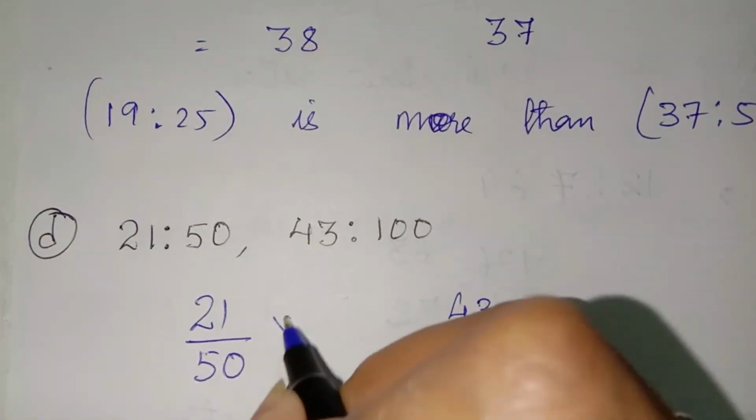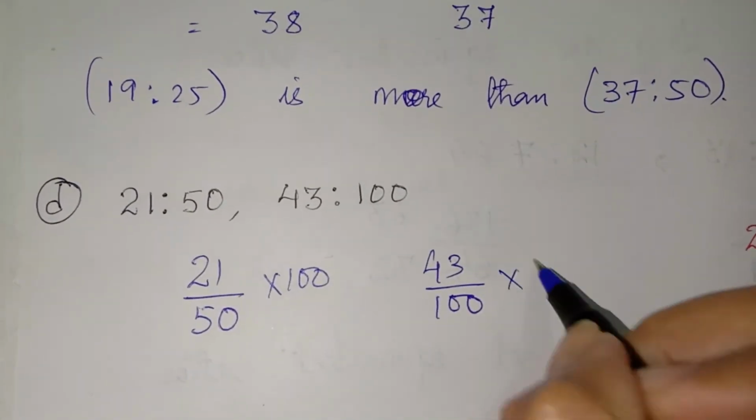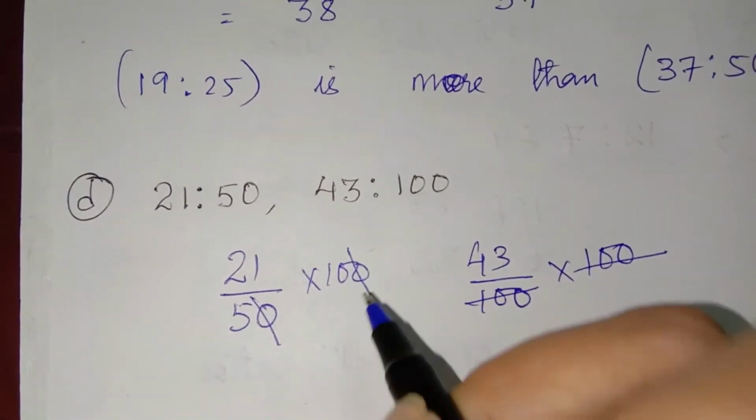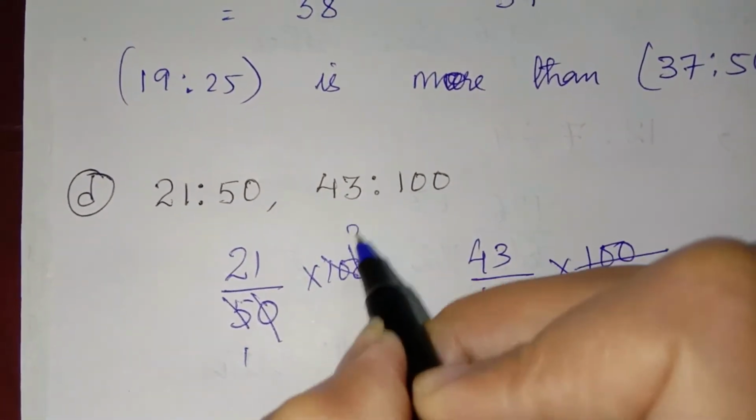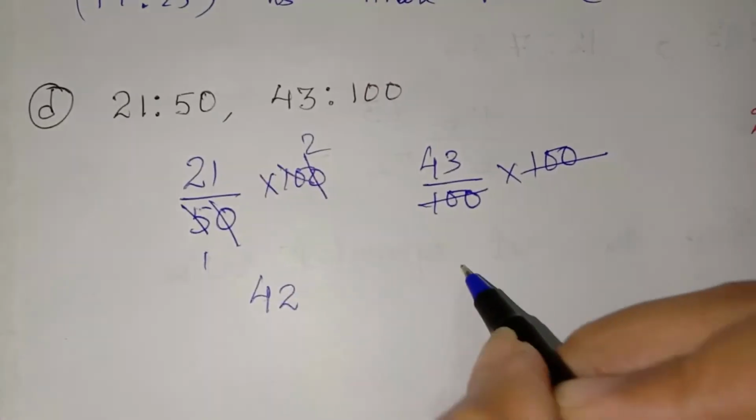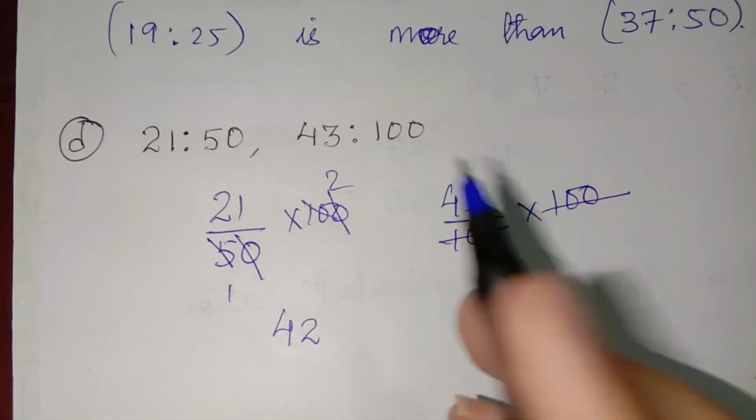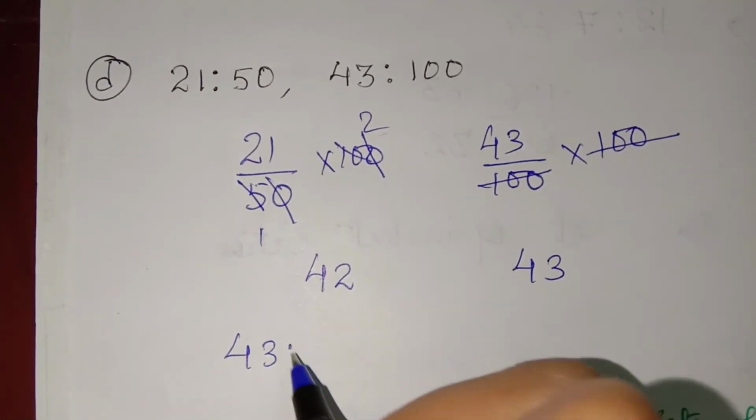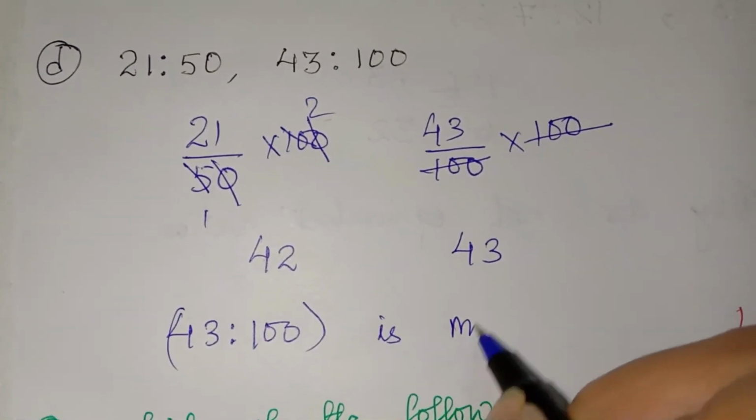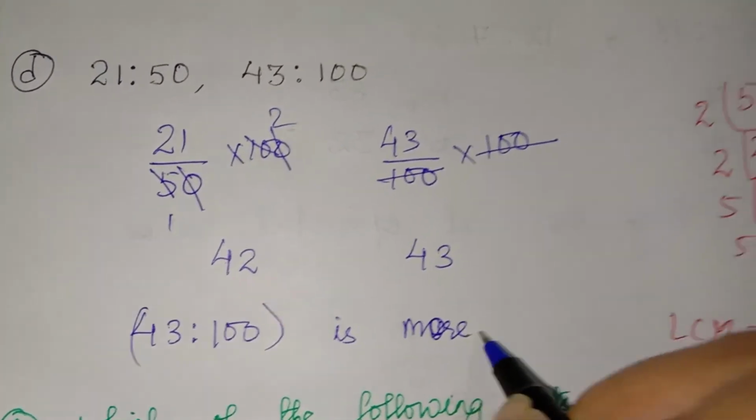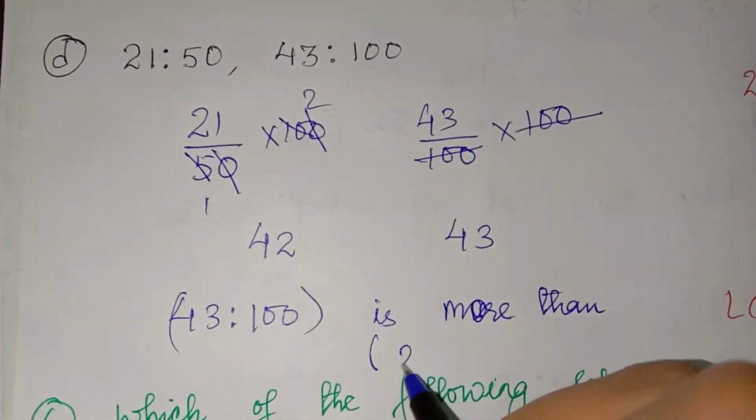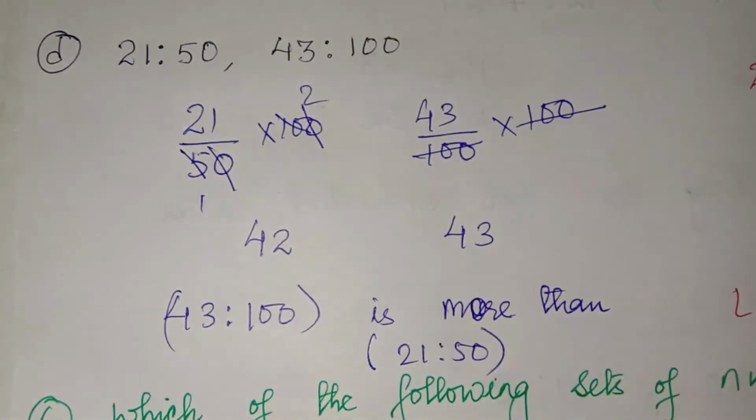So 100 will multiply here 100 into 100. 100, 100 cancel. 0 0 cancel. 5 1s are 5, 5 2s are 10. So 21 into 2 is 42 and this is 43. So this one is more. 43 is to 100 is more than, another ratio is 21 is to 50.